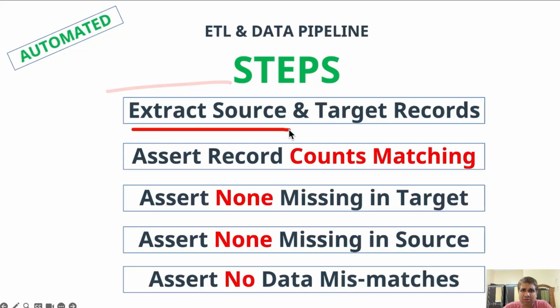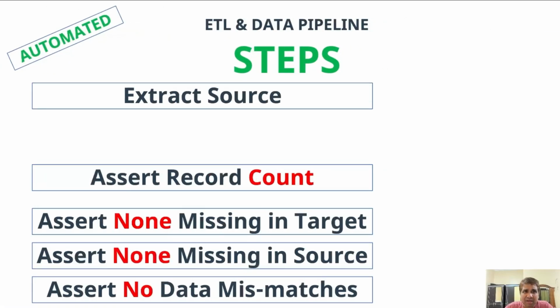Think of this as very high level, what we are covering here. Extract source, assert record counts, these are all high level, but you have to further break them down. Even this extract source, you have to break down: extract source first, then extract target, then load it to a reconciliation database where you can do the reconciliation and matching. That we'll see in the next slide.